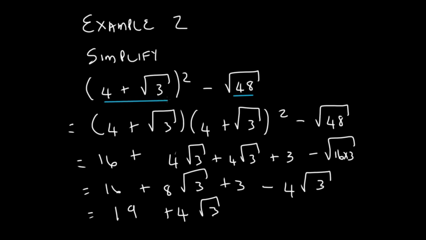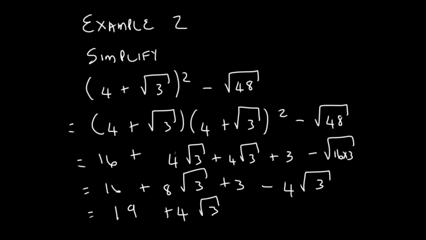That means we write the bracket out twice and then we FOIL it. So there's our bracket, and we are going to multiply the two first terms, the two outer terms, the two inner terms, and the two last terms together. So we have 4 times 4, which is 16, 4 times square root 3, which is 4 square root 3, square root 3 times 4, which is 4 square root 3, and then the square root of 3 times the square root of 3, which is 3.